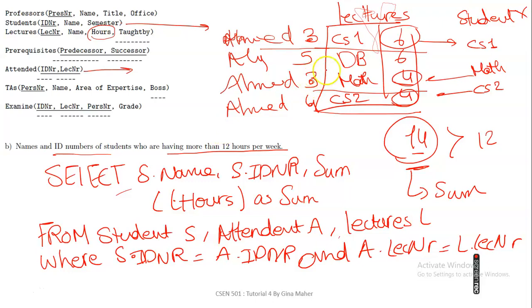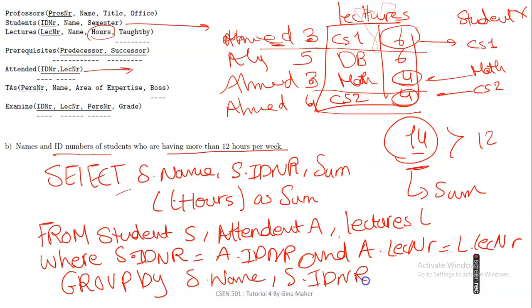Okay, so in order to get the courses of a specific student, how can we do so? By grouping the courses of each student. How can we group the courses of each student? By using the primary key of this relation, which is in this case the ID. However, anything that appears in the select should appear in the group by. So in this case, we are going to group by s.name and s.id.